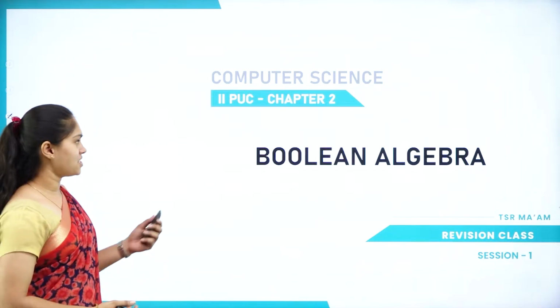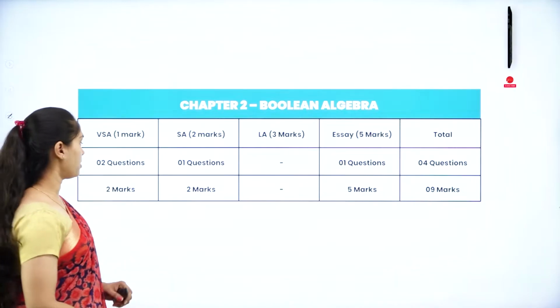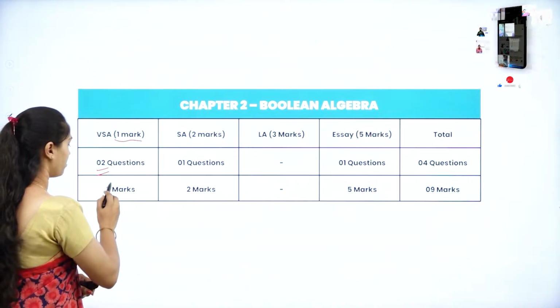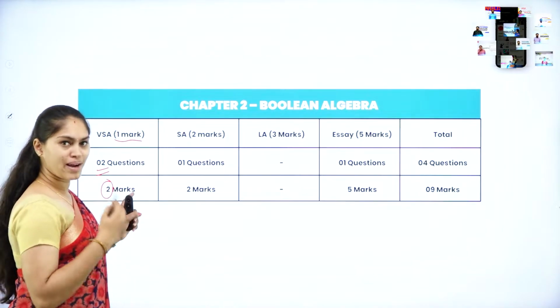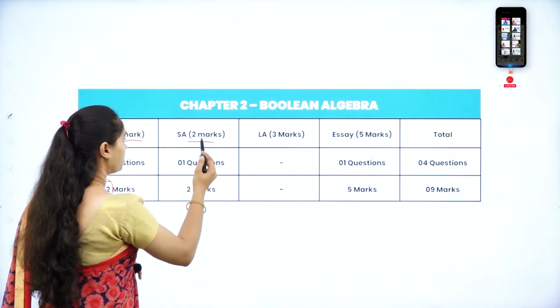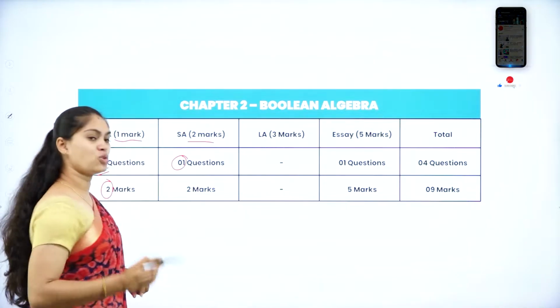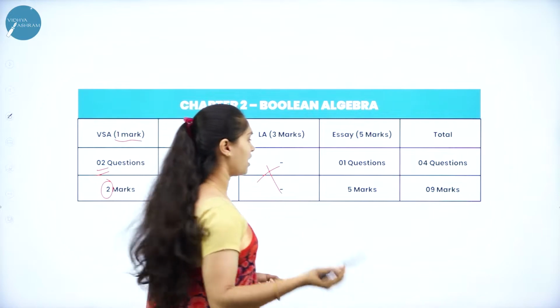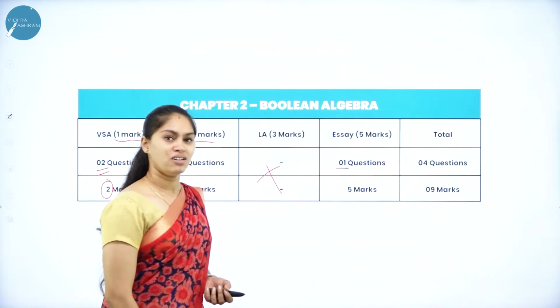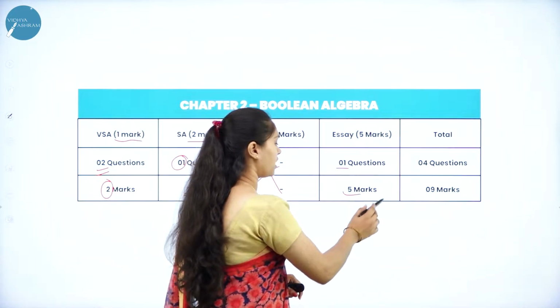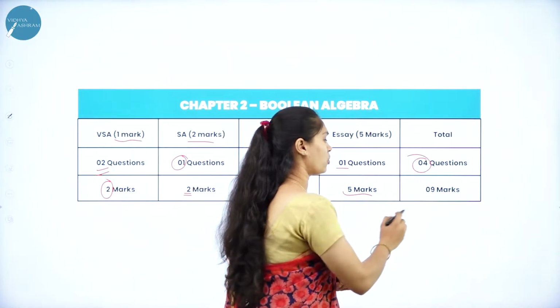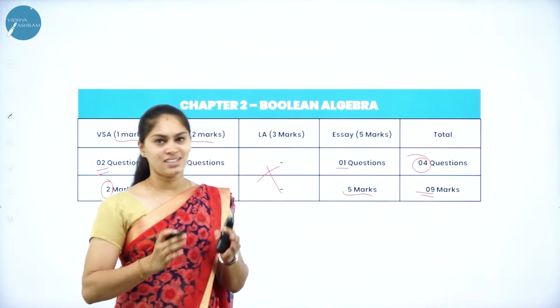So we'll see the marks distribution of this chapter. From this chapter, you are going to get 2 questions in part A, that is 1 mark each. So totally you are going to get 2 marks in part A, and in part B, that is the 2 mark question, you are going to get 1 question for 2 marks. No need to worry about the 3 mark question, and you are going to get 1 question for 5 marks, that is part D. So from this chapter you are going to get a total of 4 questions and it will be for 9 marks.